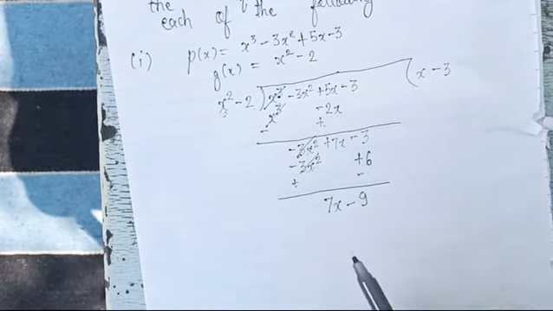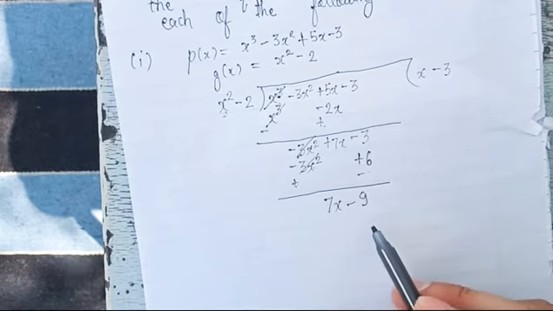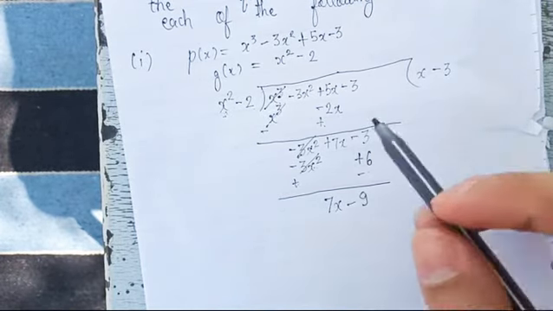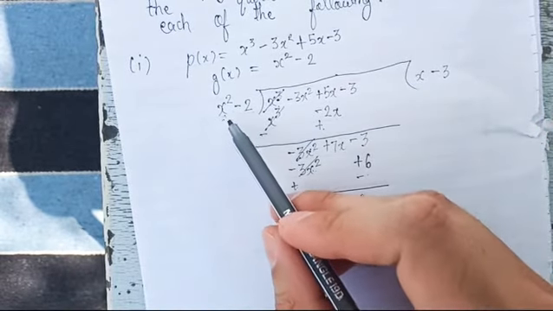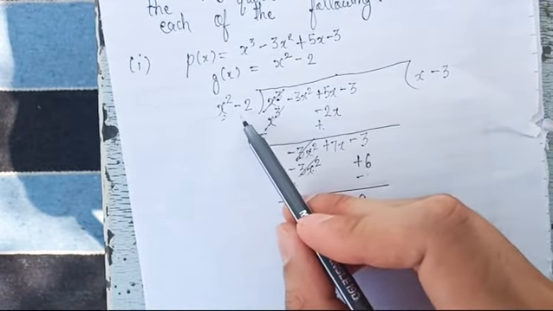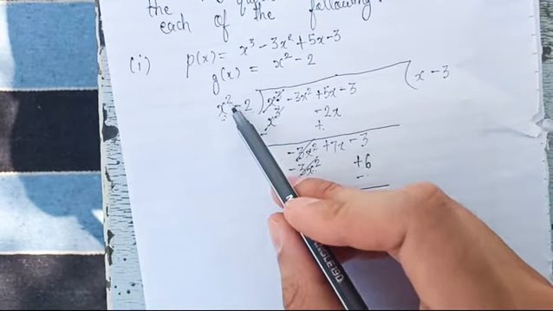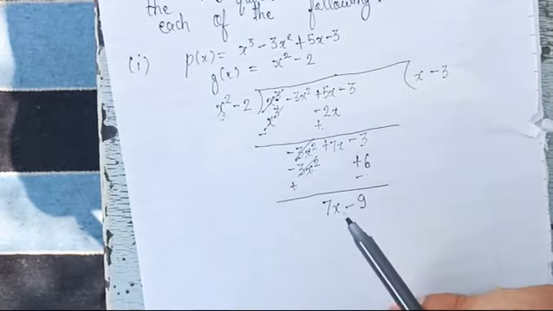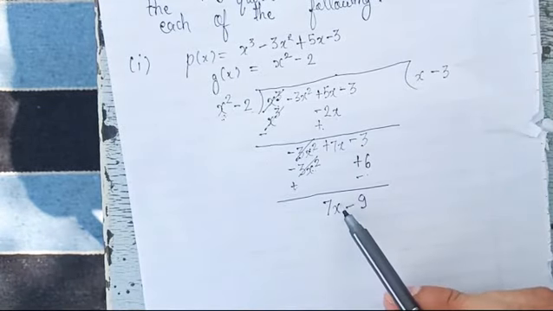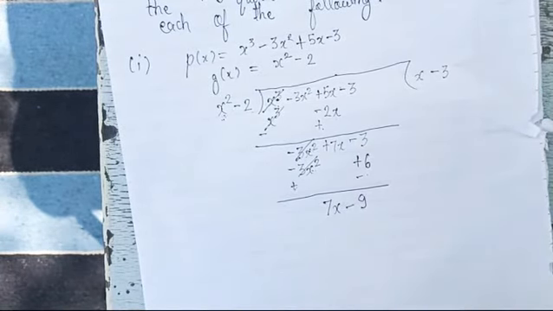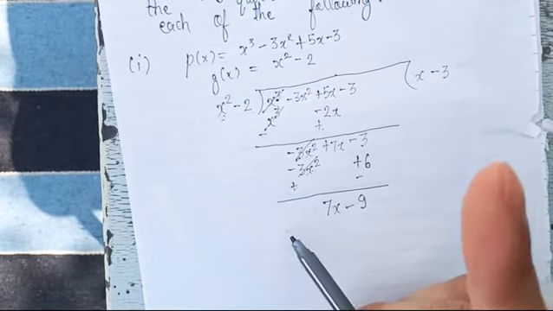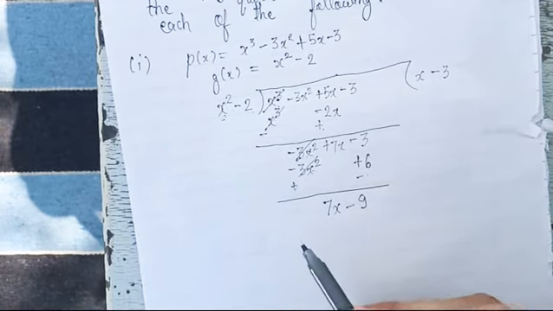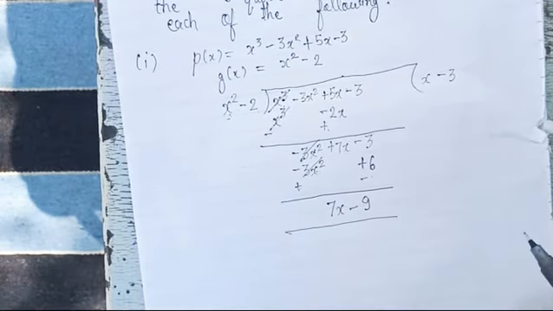okay. Now this expression 7x minus 9 cannot be further divided. Why? The reason is that the degree of divisor is 2. X square minus 2 is written here, so its degree is 2, and here the degree is 1, because the power of exponent of x is 1. The exponent of x is 1, so it cannot be further divided. That means 7x minus 9 is the remainder.